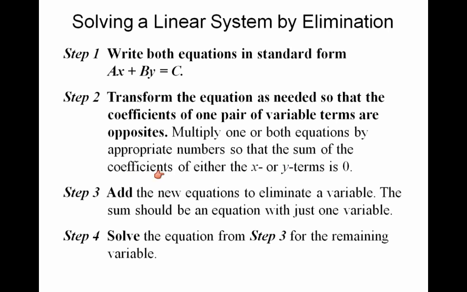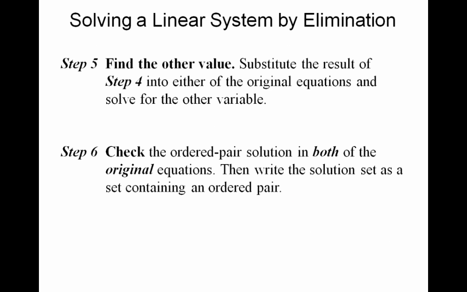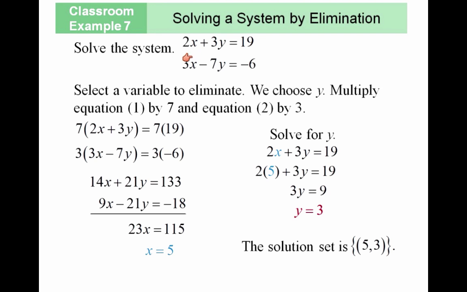How do we do that? Multiply one, sometimes both, equations by a number. It has to be an appropriate number so that the sum of those coefficients adds up to 0. In other words, they would be opposite of each other. Add the new equations to eliminate a variable, then solve and check the answer. We did that. So let's take a look at the example here.